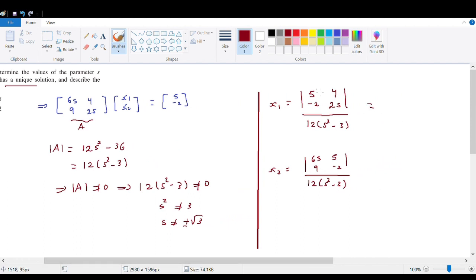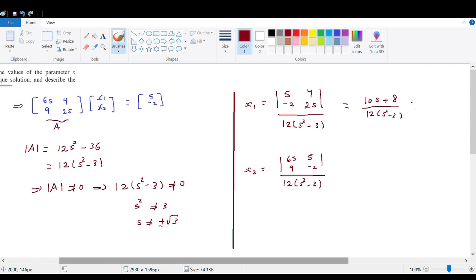So now let us find the determinant. 5 multiplied by 2 is 10s, then minus, and here we have minus, so it will be plus 8, divided by 12s² minus 3. We can simplify this one by dividing all by 2, so we'll get 5s plus 4 divided by 6s² minus 3.